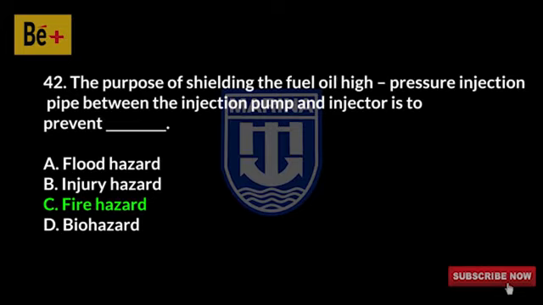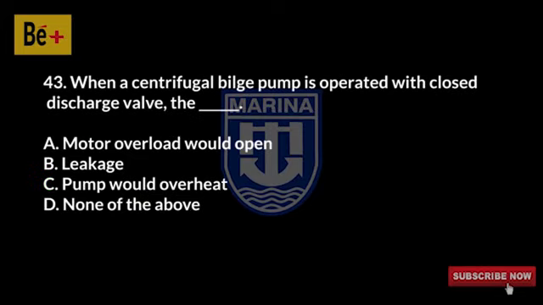When a centrifugal bilge pump is operated with a closed discharge valve, the A. Motor overload would open. B. Leakage. C. Pump would overheat. D. None of the above. The answer is C. Pump would overheat.